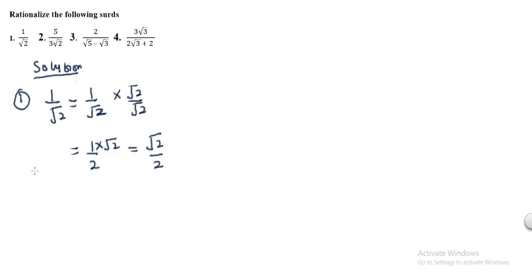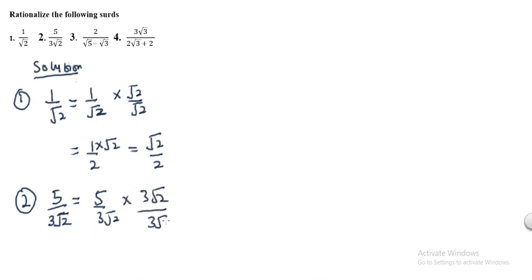Let's go into the next example. For the next example, we have 5 over 3 root 2. Now, you can use root 2 to multiply the numerator and denominator, or you can just use the whole denominator to multiply the numerator and the denominator. But I'll be using the whole denominator. So this is times 3 root 2 over 3 root 2.